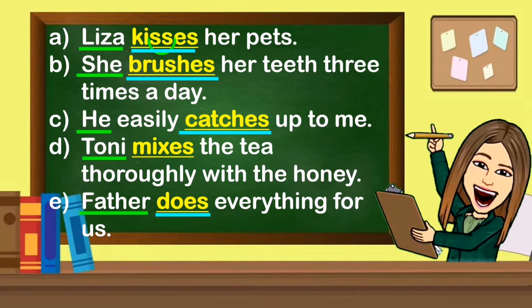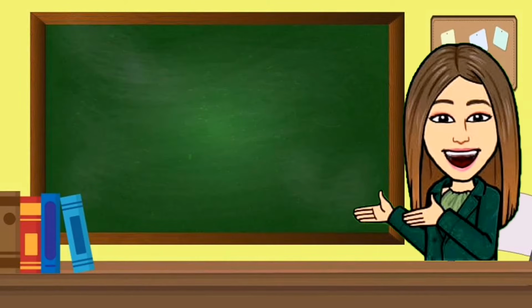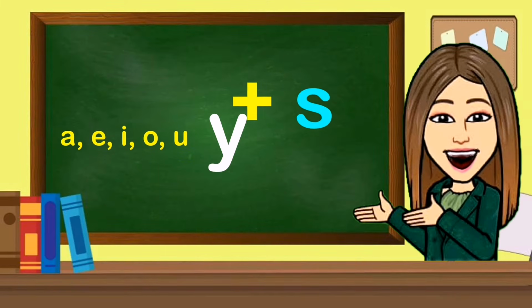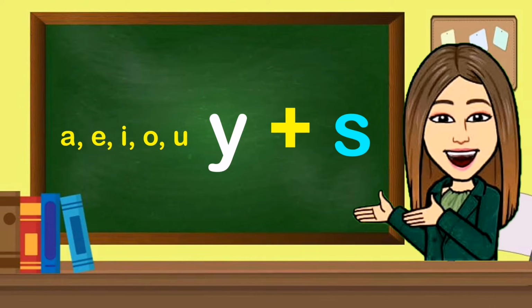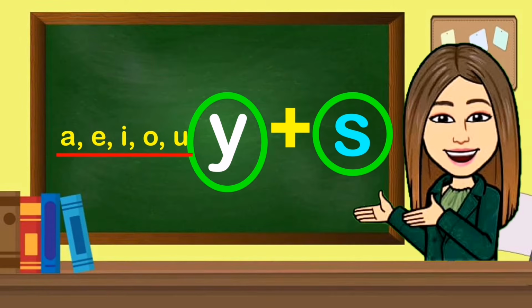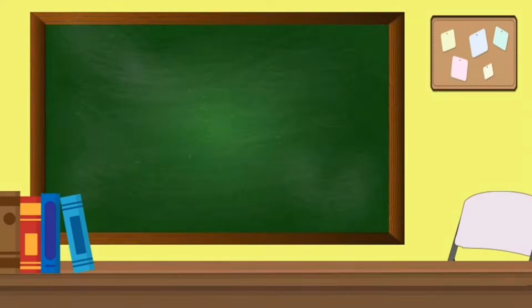So if the word ends with ss, sh, ch, x, and o, we add es sa base form or sa dulo nito to form simple present tense. For verbs ending in y preceded by vowels like a, e, i, o, u, the simple present tense is formed by adding s. So kapag ang salita ay nagtatapos sa letter y at ang sinusundan nitong letter ay vowel, we add s sa dulo ng verb or ng salitang kilos to form the simple present tense.